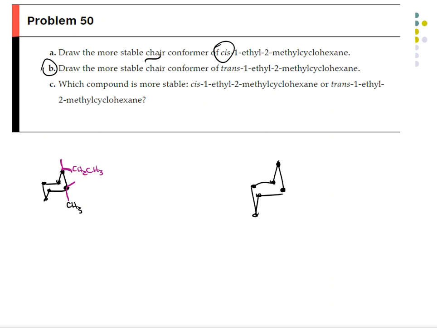So here's my cyclohexane ring, pointed straight up, straight down. There's my backing, and there's my foot, and there's my seat. So on carbon number 1, I would say, hey, we've got this ethyl group, right?